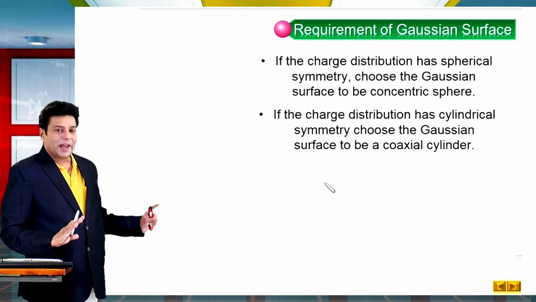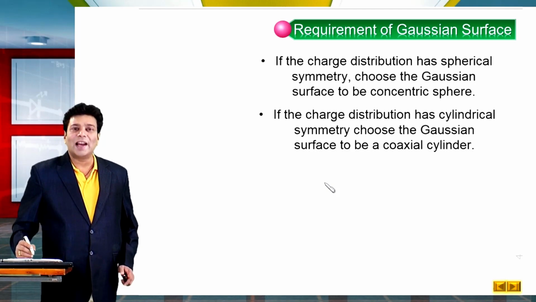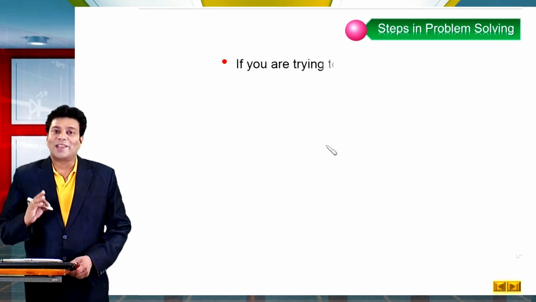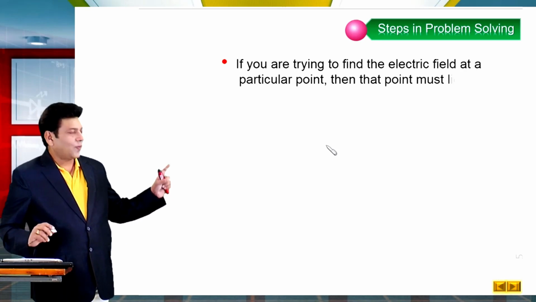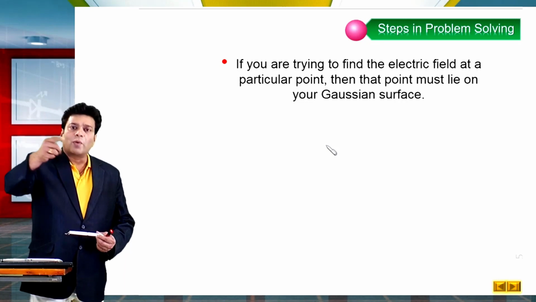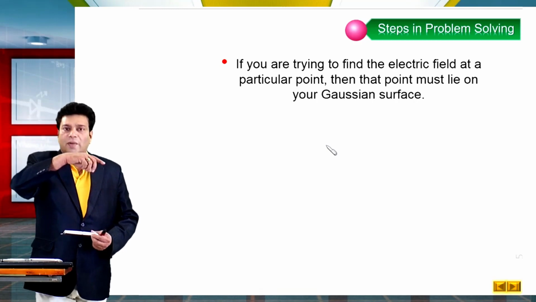Now we have discussed all the parameters for selection of the Gaussian surface. Let us learn the steps for calculating the electric field using Gauss law. Now first point, if you are trying to find the electric field at a certain point, that point should lie on the Gaussian surface. This is the first requirement. Suppose you have a cylindrical charge distribution and you want to calculate the electric field away from or inside the cylinder. So we should select a Gaussian surface passing through that point.